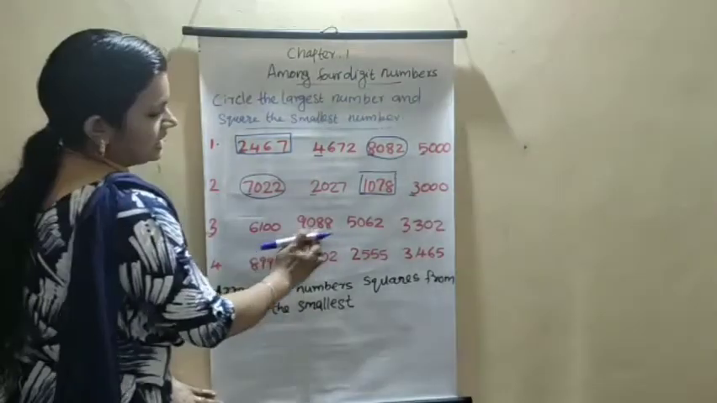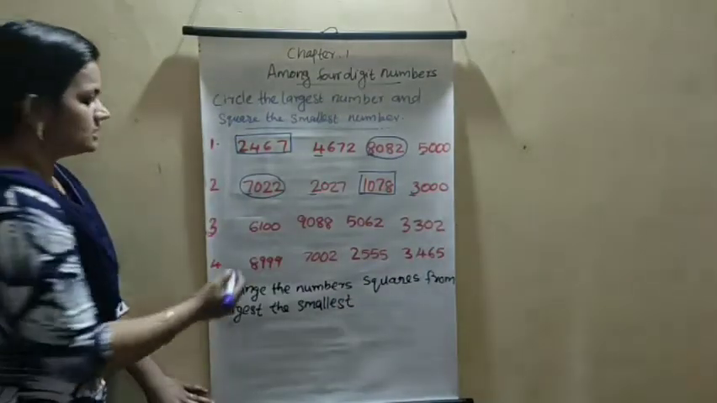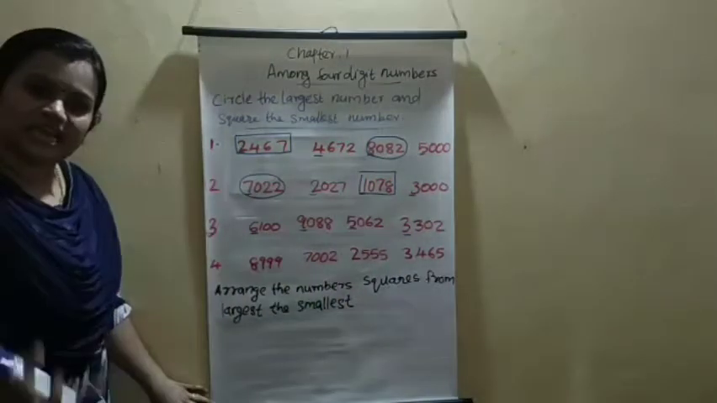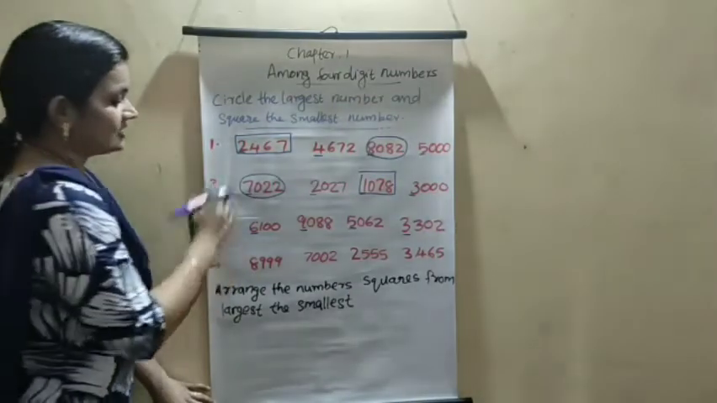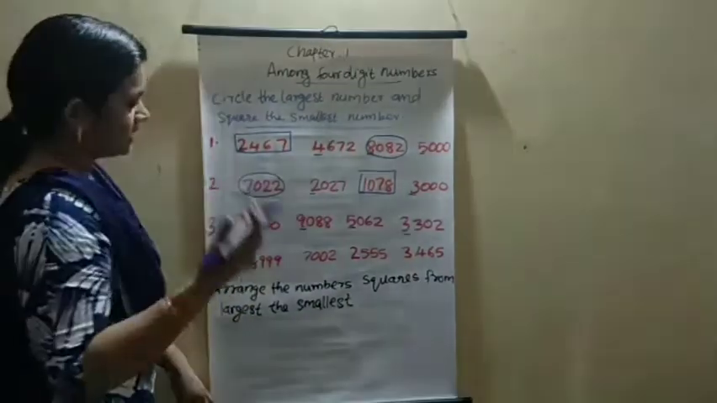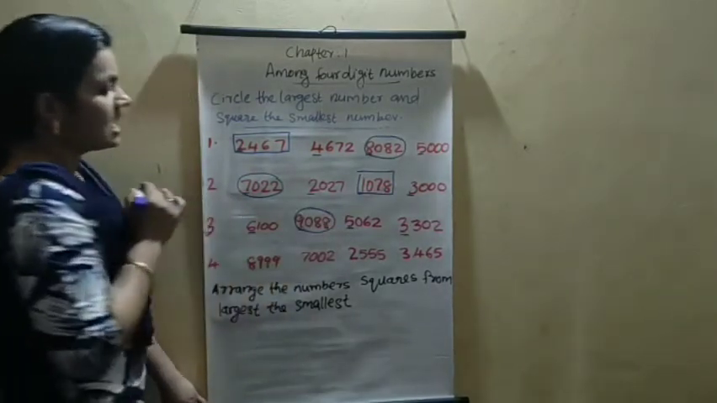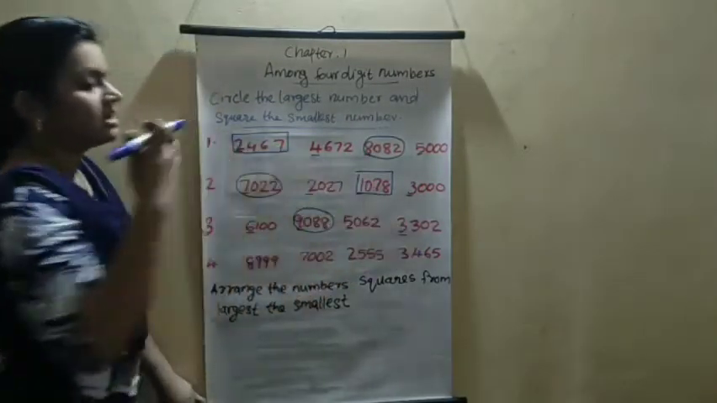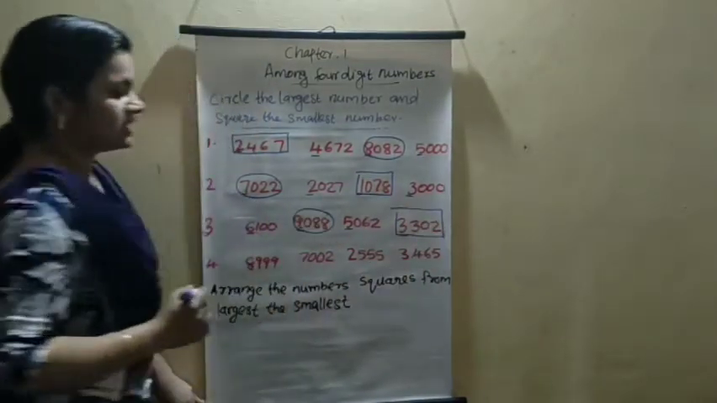Again, 6100, 9088, 5062, 3302. Here the thousands places are different. If the thousands places are the same, then we check the hundreds place. So we already know that 9088 is the largest one. Then again comparing the first digit: 6000, 5000, 3000. Which is the smallest one? 3302 is the smallest one.